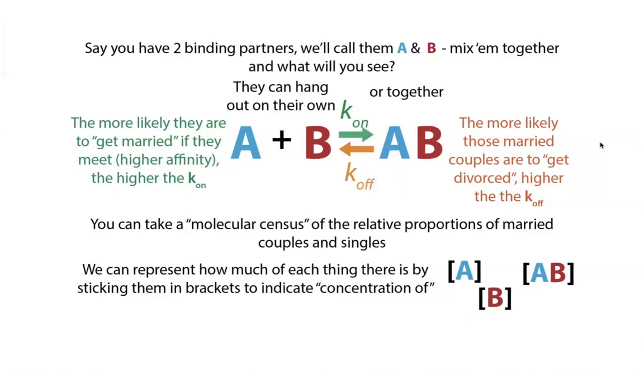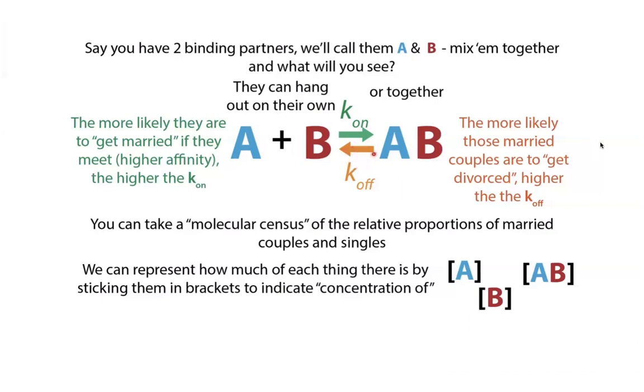So maybe you see them and you're really, really attracted to them. That would be, you have a high K on. But maybe you get married and maybe it really is love at first sight. And so you'd have a low K off. You'd be less likely to get divorced, not very likely to get divorced. You'd have a low K off.